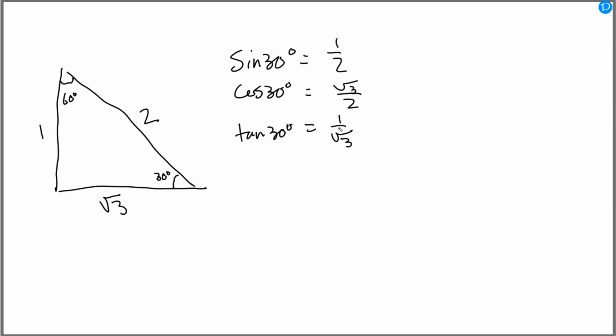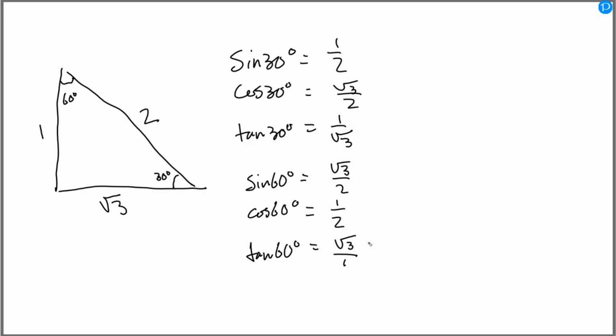Now for the 60-degree angle, you can also consider that as the reference angle. In that case, sine 60 degrees is equal to root 3 over 2. Cos 60 degrees is equal to 1 over 2. Then tan of 60 degrees is equal to root 3 over 1, or just root 3.